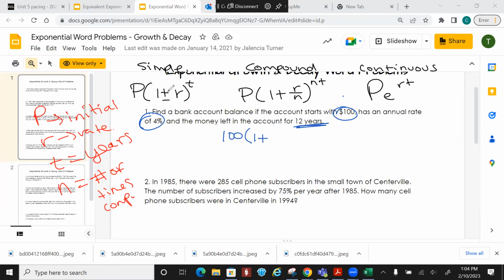Do you see how there's this plus and minus? Well, minus would be if we're taking out money, but obviously we're not. But 1 plus, and the rate was 4%. Well, we're going to change this to a decimal. So we're going to move it over 2 spaces. That's going to be 0.04. And how many years are we putting this in the bank? 12. Okay. So now we're going to type this into Desmos. And when we do that, we get 160.10.